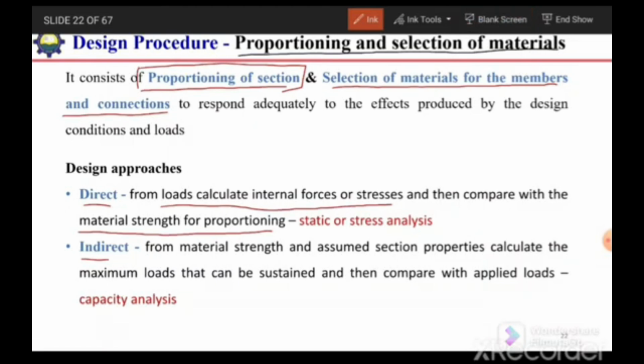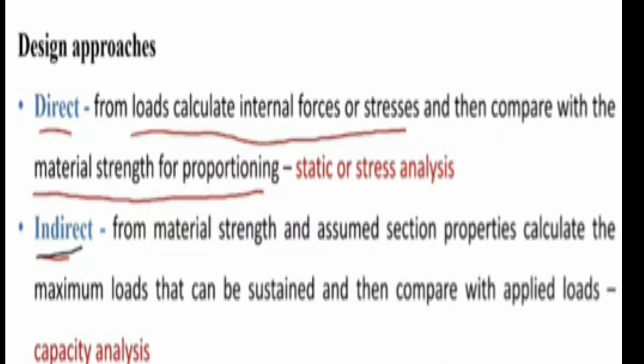The second approach for the design is the indirect approach. In this case, from the material strength and assumed section properties, we will calculate the maximum load that can be sustained by the supposed or assumed section, and then we will compare it with the applied load. It means, first of all, we will select an arbitrary section and we will also select the material properties and we will perform the capacity analysis to calculate its strength or maximum capacity. Then we will compare that capacity with the applied load. If the capacity is more than the applied load, it means our selected section is okay. Otherwise, we need to revise our section. So this is a trial procedure.